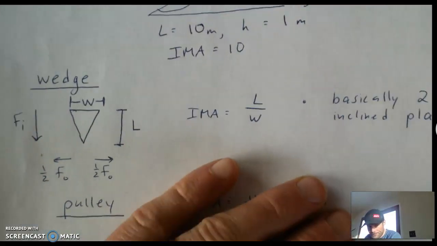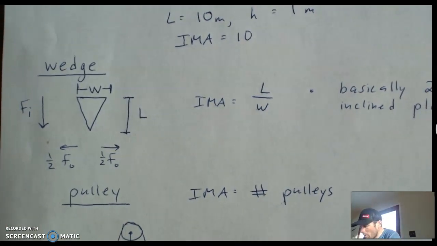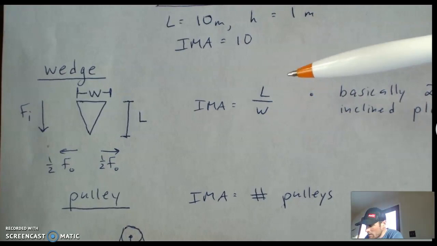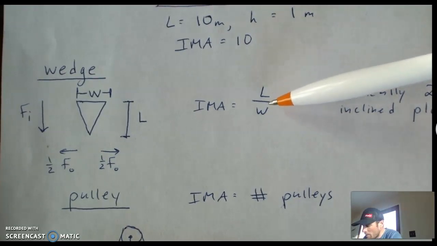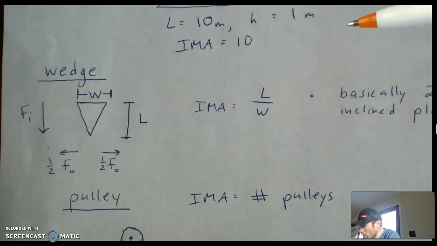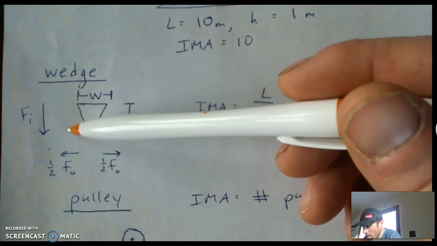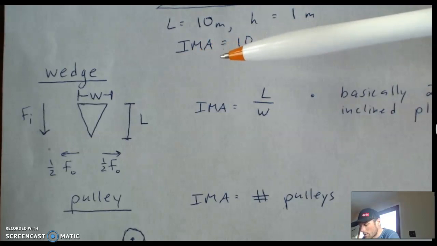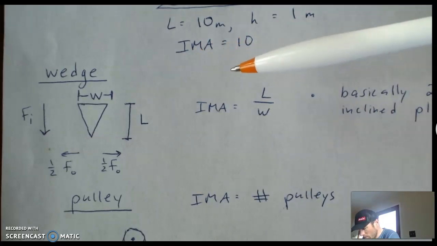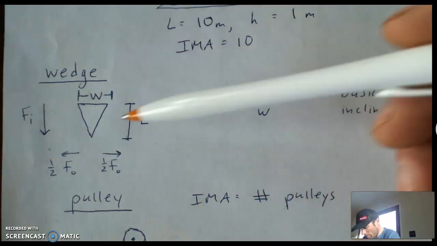The wedge is basically two inclined planes sandwiched together. Our ideal mechanical advantage is the length of the wedge divided by the width of the wedge. And my input force is the force driving the wedge down and in. So if we think about an axe maybe. And the output force is interesting because it moves in two directions. So the output force is split in half. Half of it moves to the right, half of it moves to the left.